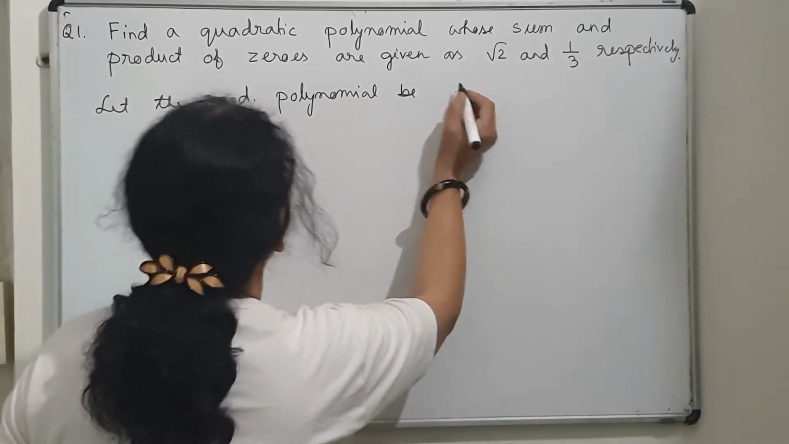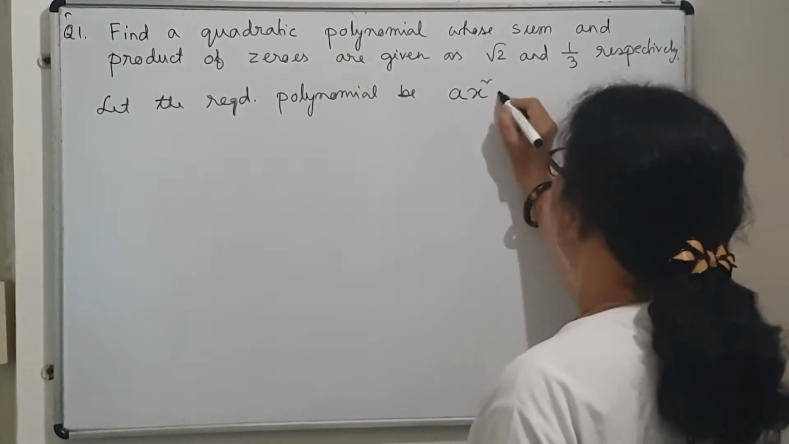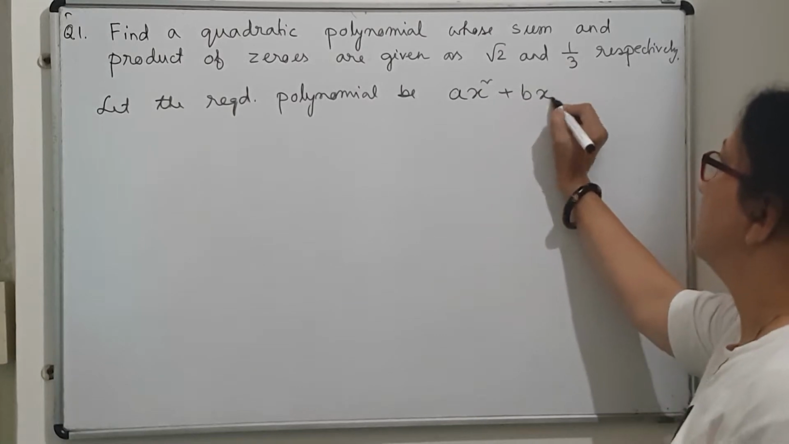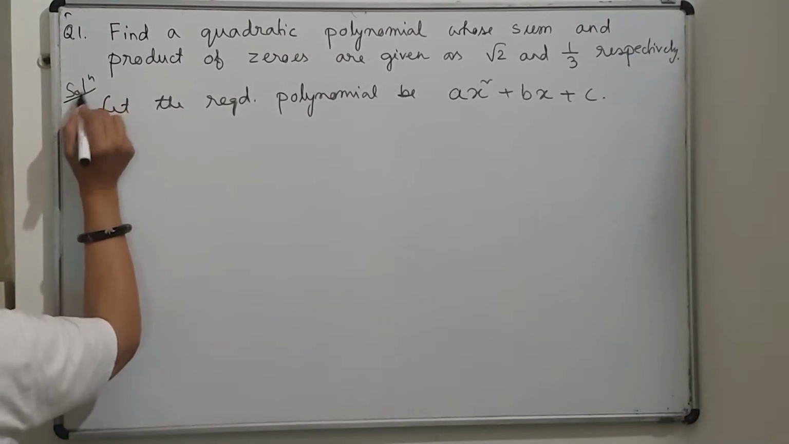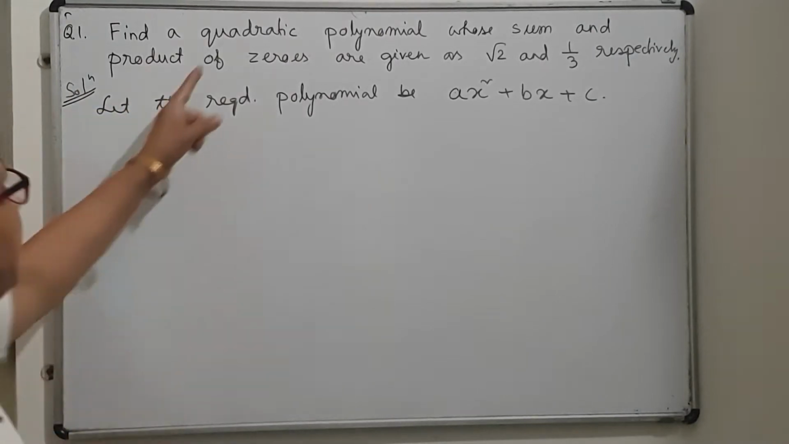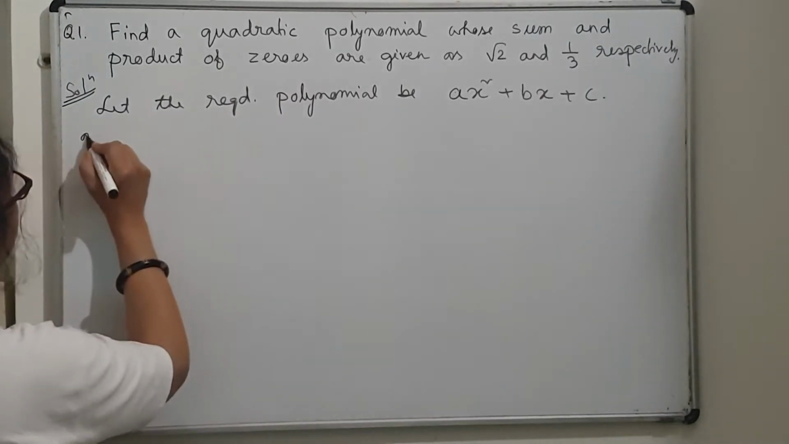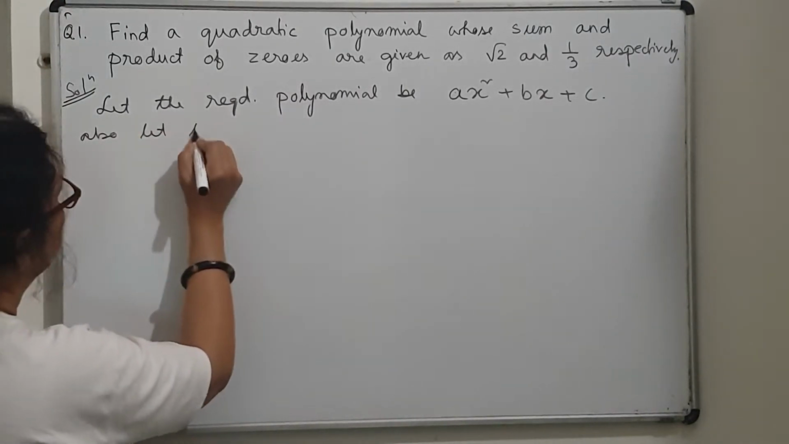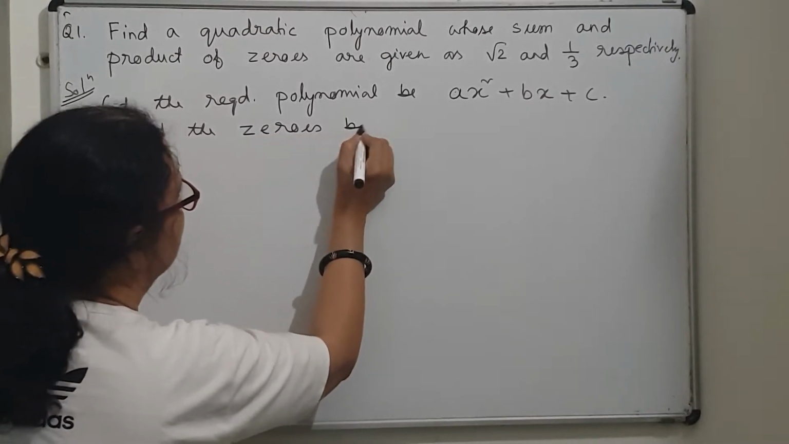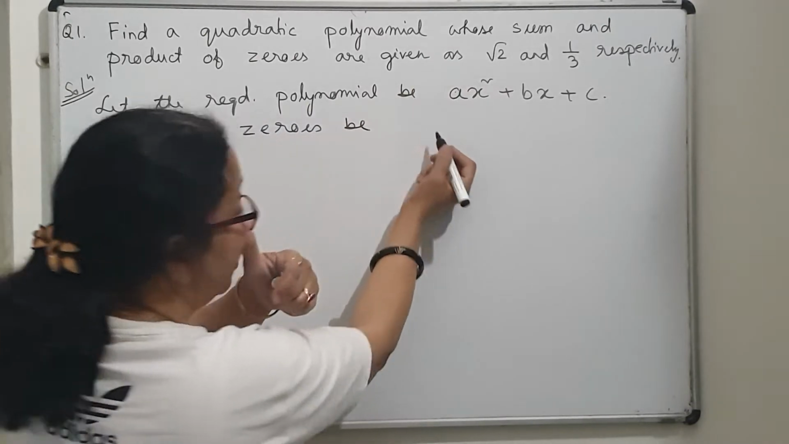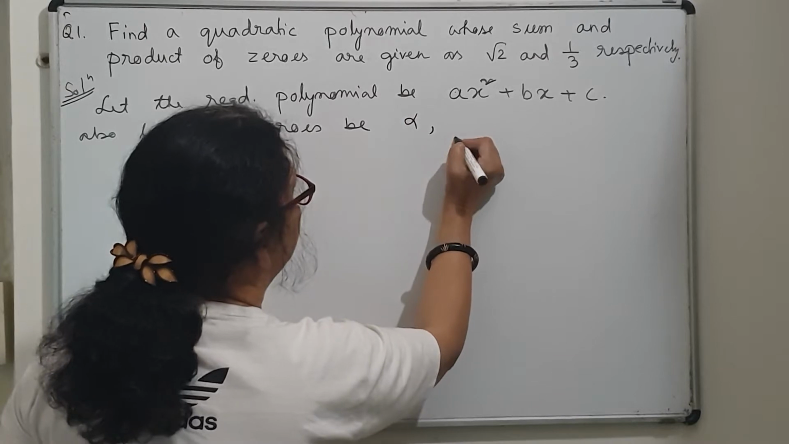be, standard one I will be writing, for a quadratic it is ax square plus bx plus c. That is the first thing we write, solution. Okay, what we have to find, we write the general one, and also let the zeros be, two zeros will be there, maximum number is 2 because quadratic degree 2, so let the zeros be alpha and beta.